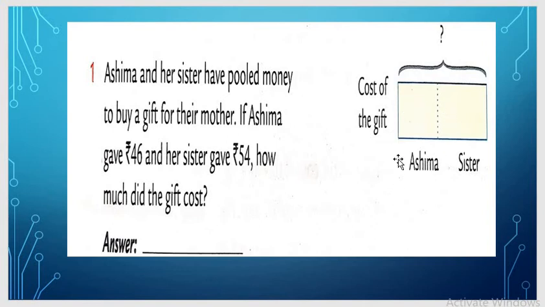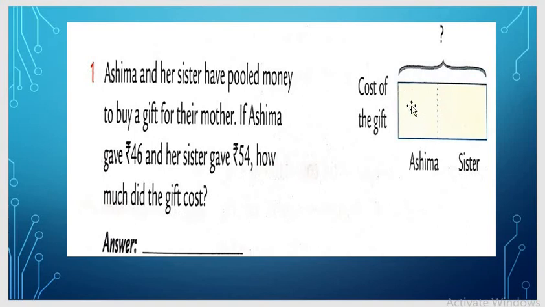Cost. So first of all, Ashima and her sister buy a gift for whom? Her mother. So both pooled money for a gift for their mother, and Ashima gave 46 rupees and her sister gave 54. So we have to do the addition. Total means total money. How much did the gift cost?